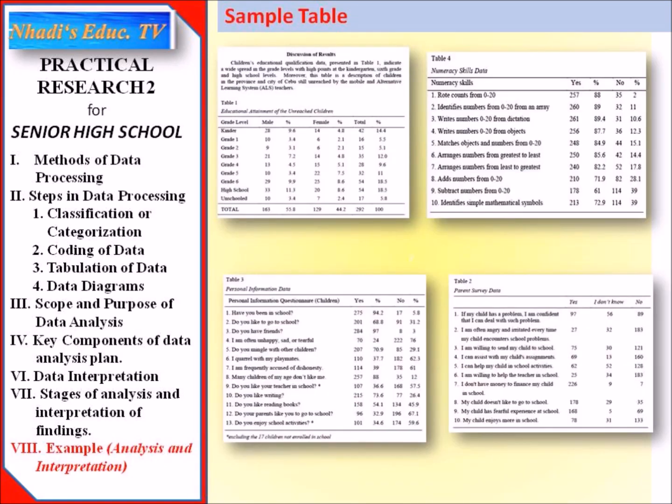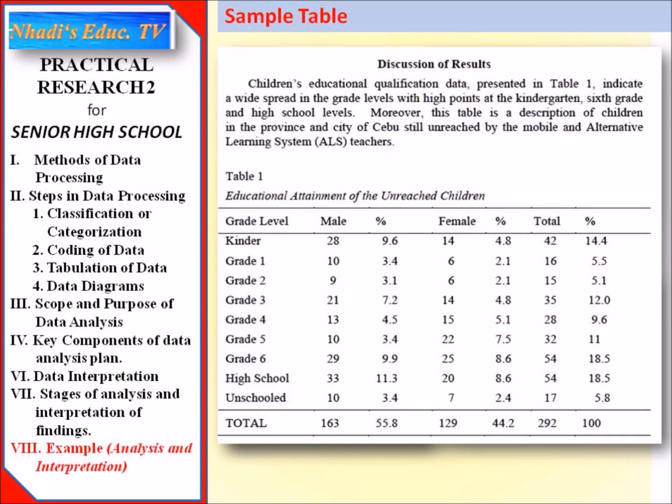Let's now take sample tables. The first table is Table 1, educational attainment of the unreached children. As you can see, in the first column there is the grade level, and the male and female are separated, as well as the total, which also includes the percentage of the respondents. For kinder, we have 28, grade 1, 10, and so on.